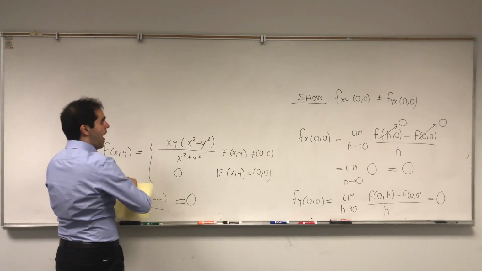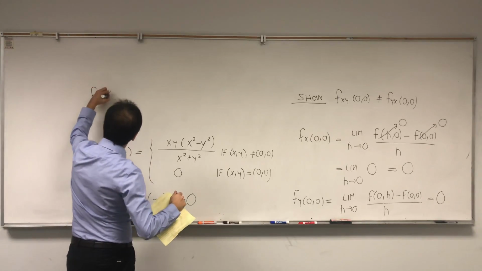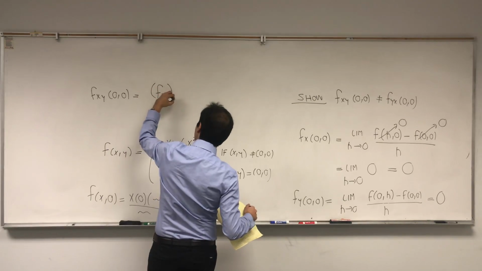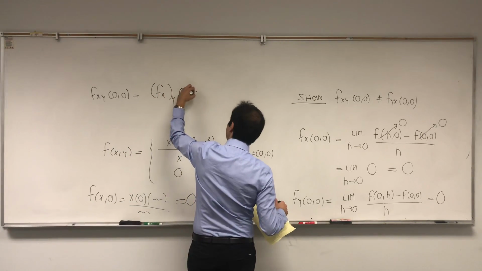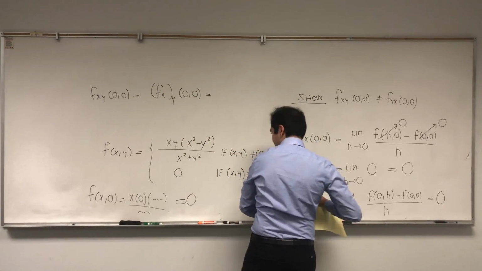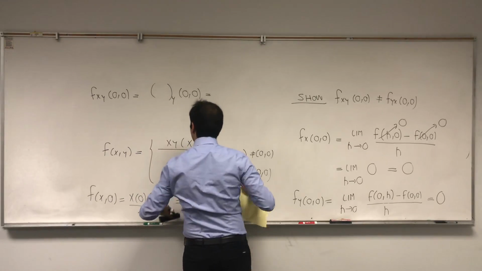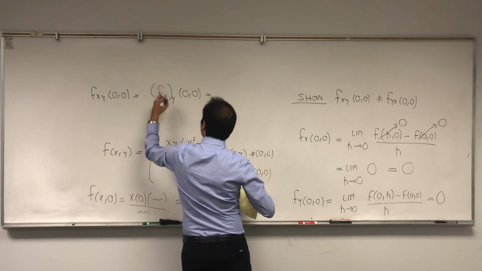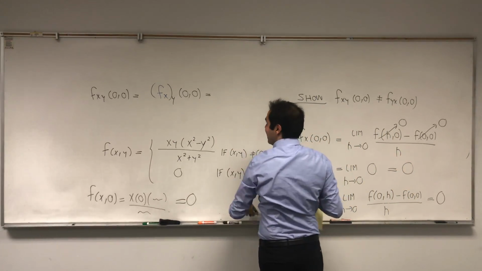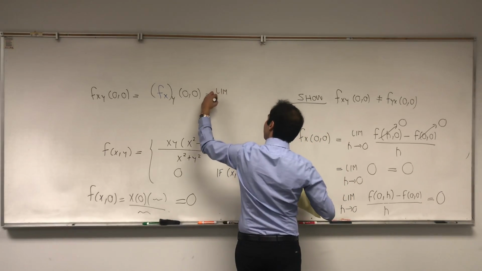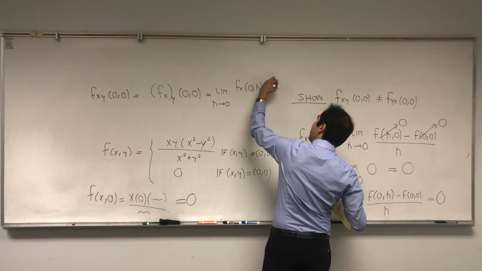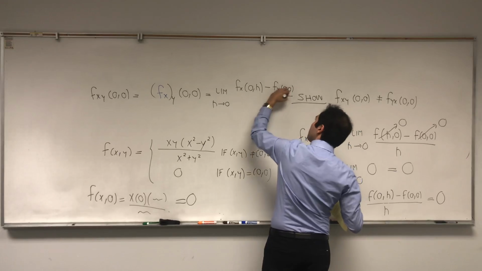So let's first do f_xy at (0,0). Strictly speaking, you take f_x and take the y derivative of that. So what this means, let me emphasize, is you take the function f_x and increase y a little bit. So it's the limit as h goes to 0 of f_x(0,h) minus f_x(0,0), over h.